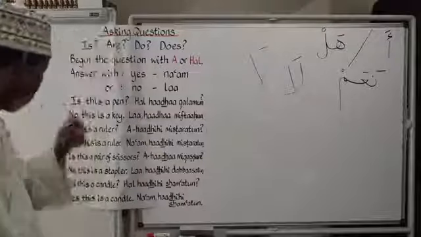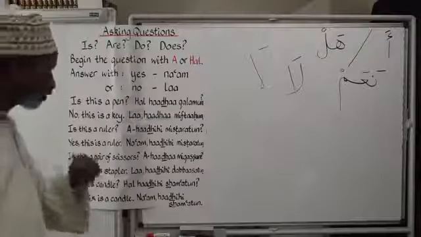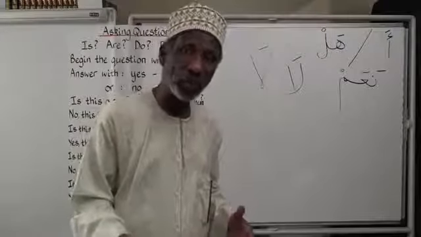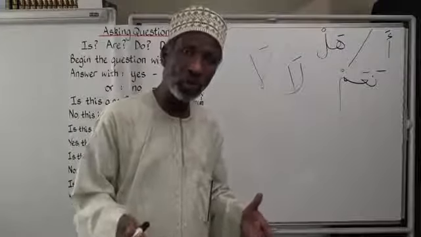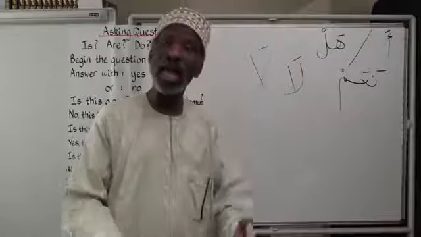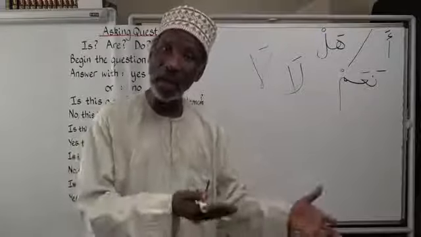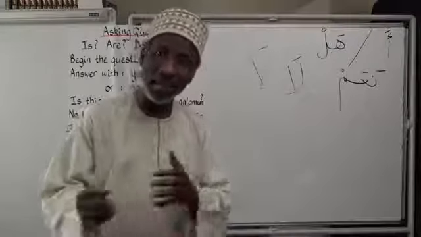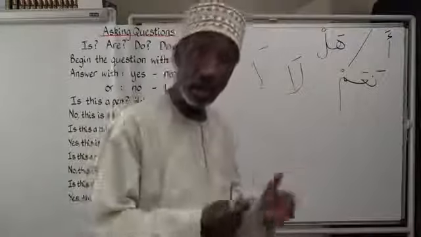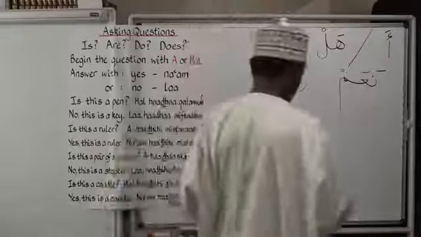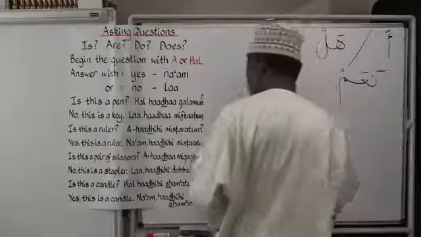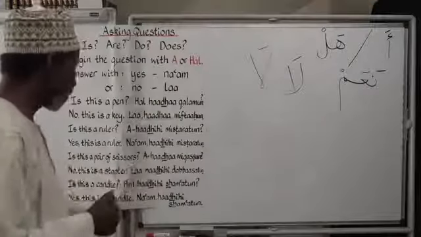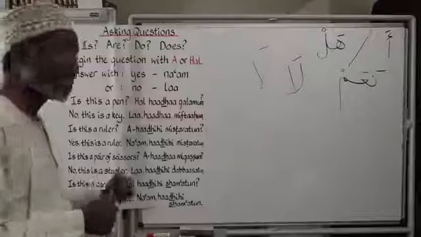Okay, so is this a pair of scissors? A pair of scissors in Arabic is مقص, and it is masculine. So you say أهذا مقص or هل هذا مقص? Is this a pair of scissors? أهذا مقص؟ No, this is a stapler.